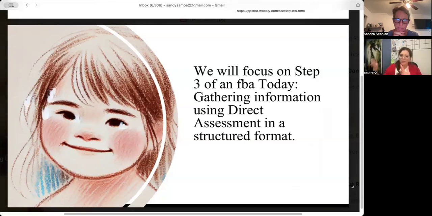A structured one is like using a scatter plot or something like that. And remember, the FBA is the functional behavioral assessment. So what we did as a group is we looked at different scenarios, videos of children, or actually adults with disabilities, and what happened right before the behavior, what the behavior was, and what happened right after the behavior. So those are some of the things that we did in the training. So there you go, Sandy.